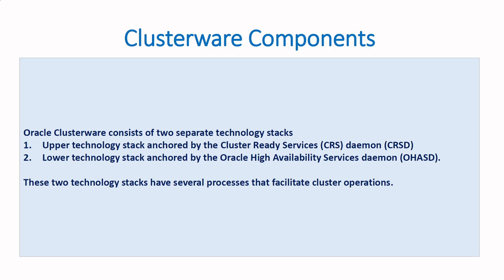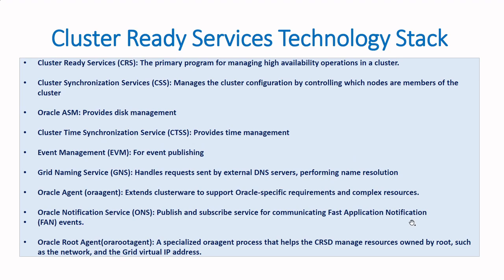So there are multiple processes and we will look into that. The CRS stack is made of Cluster Ready Services, which are responsible for managing the high availability in the cluster. CSS, which is Cluster Synchronization Services, controls which nodes are members of the cluster. ASM provides the disk management. CTSS, Cluster Time Synchronization Services, is for the time management. Event management is for event publishing. Grid Naming Service handles the requests sent by external DNS servers and performs the name resolution.